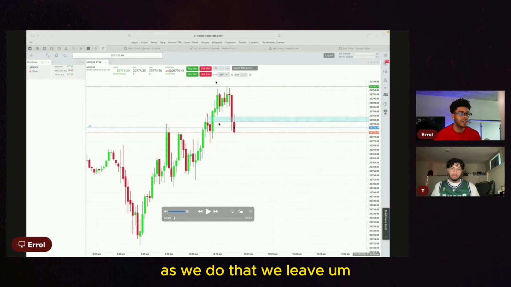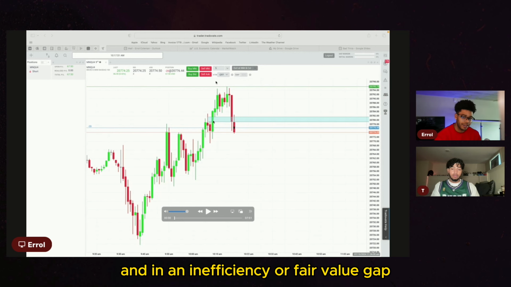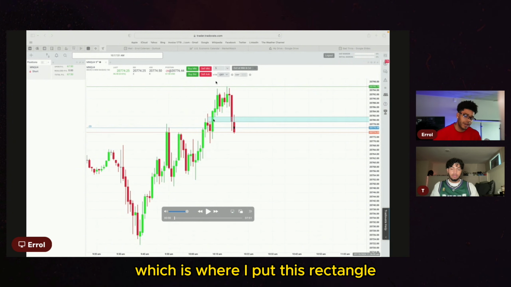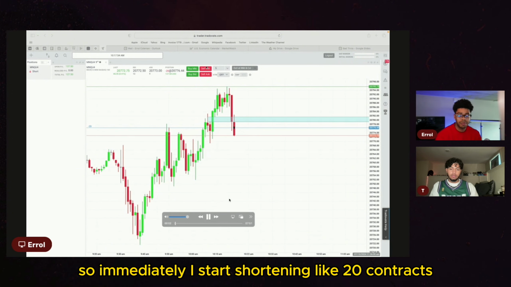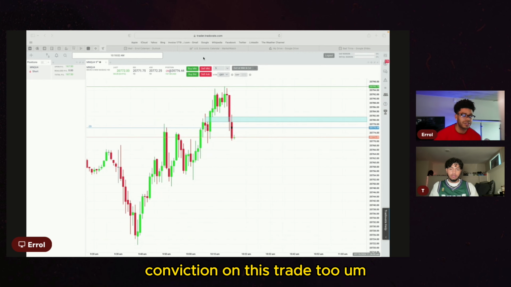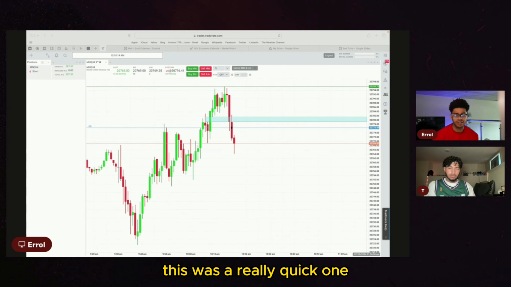But anyways, we breach external liquidity to the upside. As we do that, we leave an inefficiency or fair value gap, which is where I put this rectangle. We then come trading below this. So now I'm just going to hit play. Immediately I start shorting like 20 contracts because I had a little bit more conviction on this trade too. And then because I had momentum, this was a really quick one.